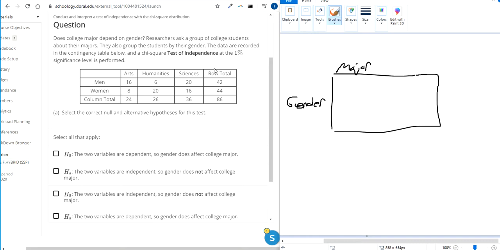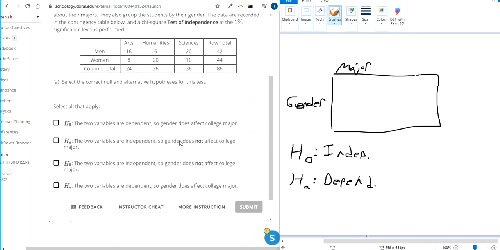When you conduct a chi-square test of independence, your null hypothesis, we start with the no effect model, is that they're independent. They don't rely on each other. The alternative, H1 or HA, is that they are dependent on one another. So the null hypothesis: the two variables are independent. And then the alternative hypothesis: the two variables are dependent on one another.